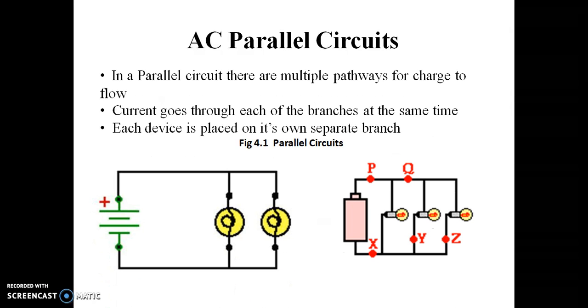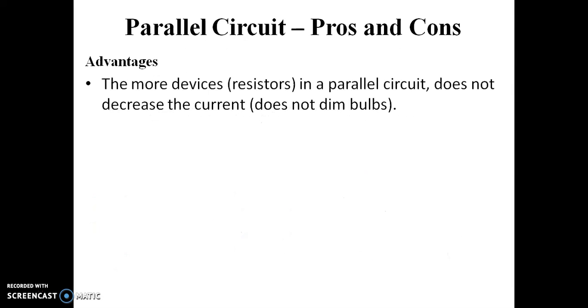In a parallel circuit, there are multiple pathways for a charge to flow. Current goes through each of the branches at the same time. Each device is placed on its own separate branch. In figure 4.1, there are two parallel circuits. In the first circuit, there are two paths for the current to flow, the first bulb and the second bulb. In the second circuit, there are three parallel paths for the current to flow.